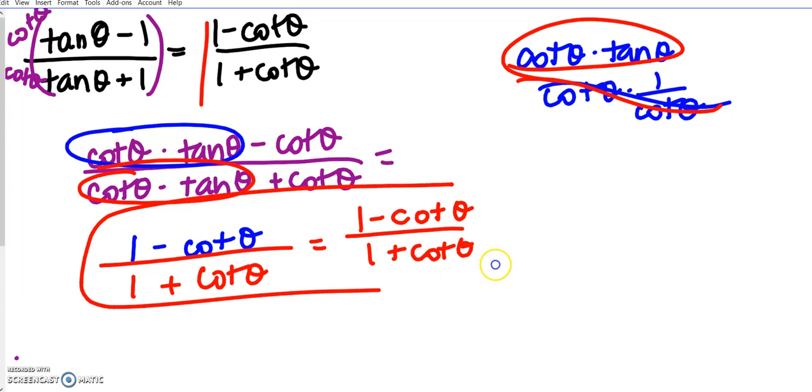Okay, now the same thing could have been true if you had decided to start on the right. You could have introduced tangent over tangent and distributed in, and you would have gotten to the same one. Notice again, though, only one side at once.